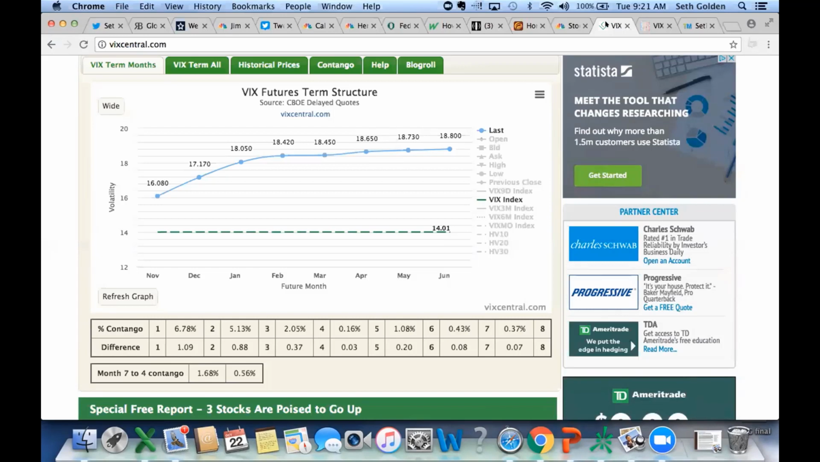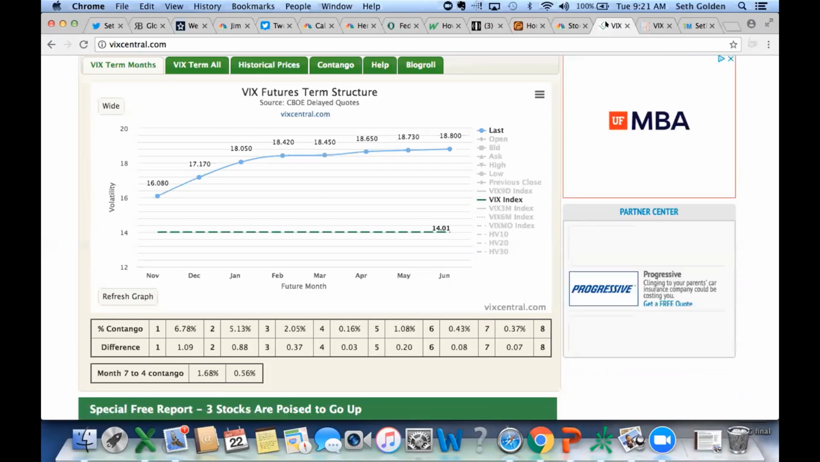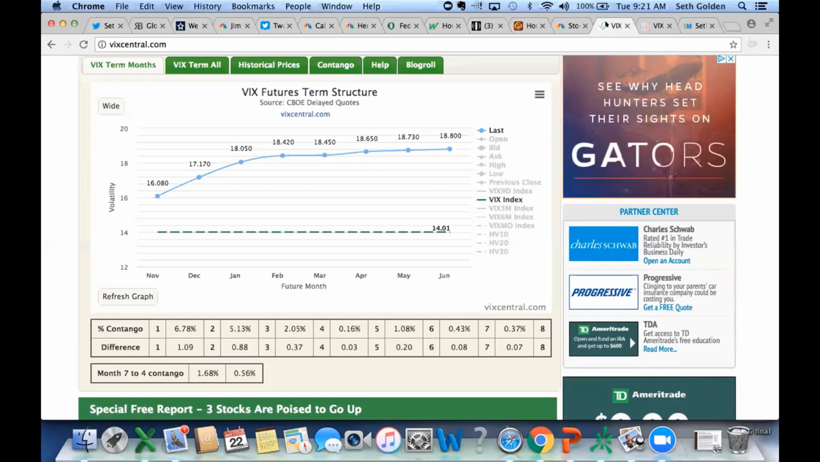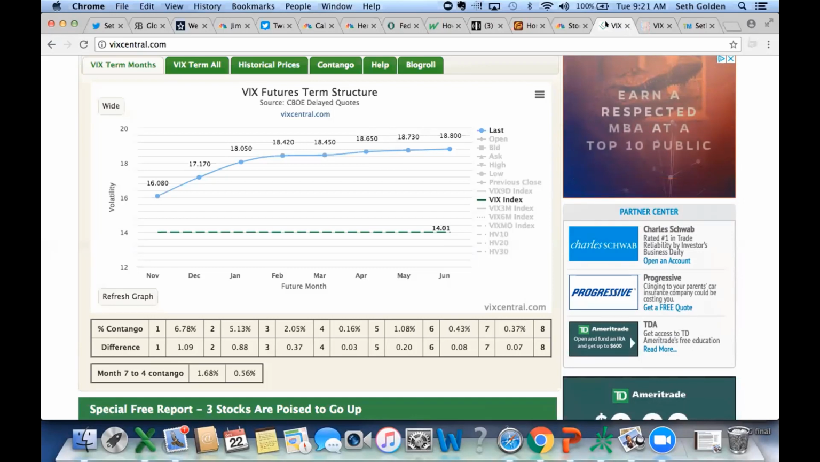I often post my brokerage account on my Twitter feed so people can check it out. But yeah, it's above average returns. That's fantastic returns. Thank you.